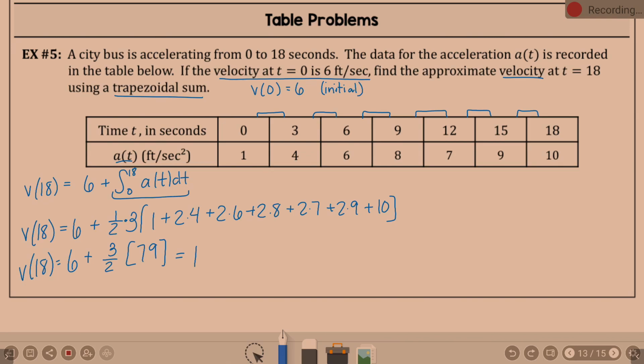100. 124.5. It's velocity, so feet per second. Okay. So with a little guidance, you remember trapezoidal sum, yes? Two more.